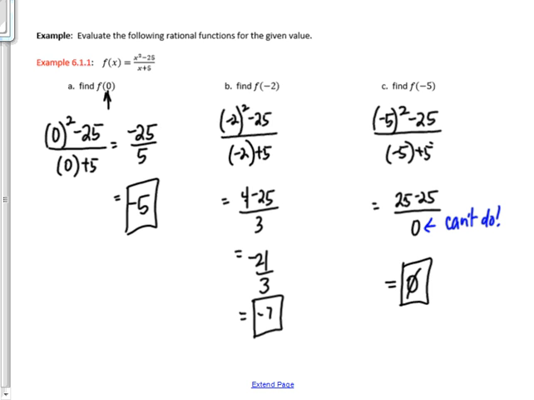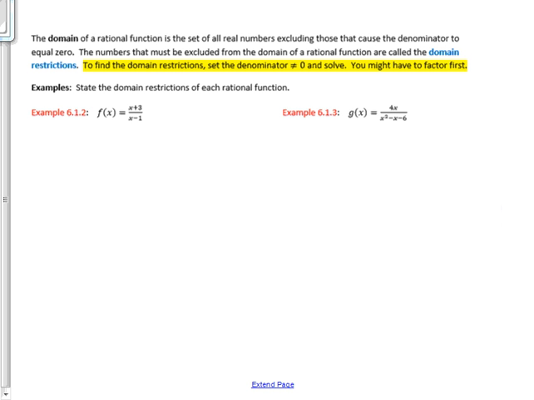All right, let's look at our next set of examples. All right, this one talks about domain. This is something you'll talk about in college algebra in great detail. We just talk a little bit about domain restrictions here, okay? But you can see it highlighted. Okay, to find domain restrictions, you set the denominator not equal to 0 and solve it.